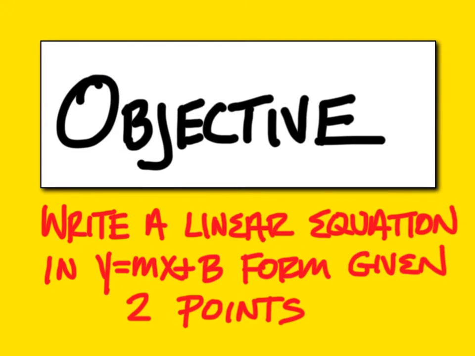The objective today is to write a linear equation in y equals mx plus b form given 2 points. So I'll give you 2 points. You're going to have to find the slope to start with and insert that slope in for m, and then insert one of the points in for x and y and solve for b, which is the y-intercept, and then write the entire equation at the end.